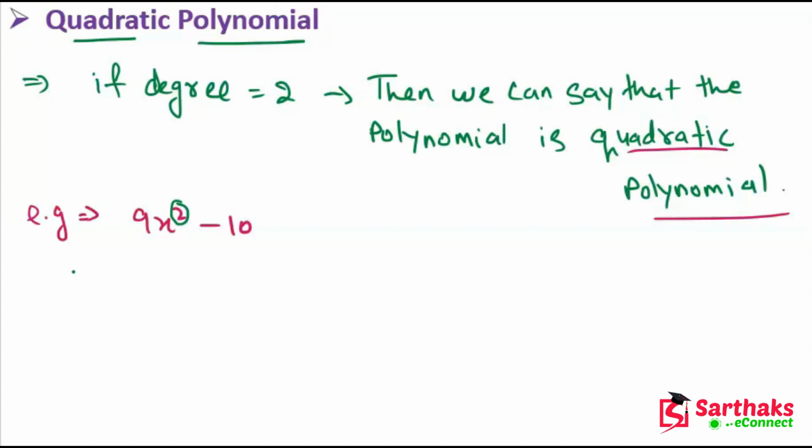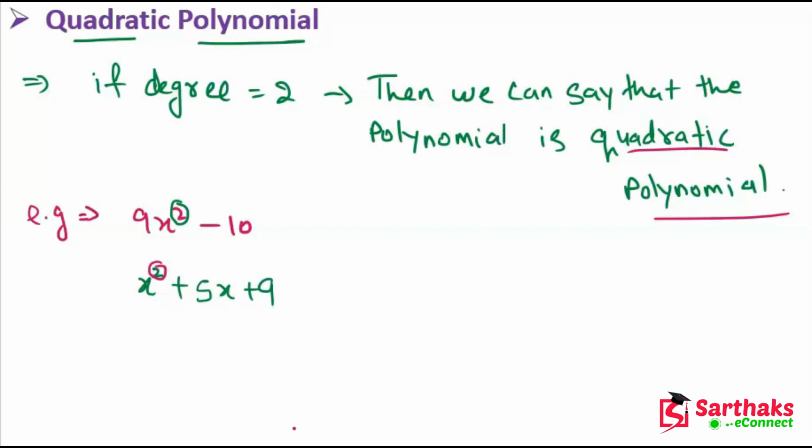Now if you see another example, like x square plus 5x plus 9. In this case again the maximum power is 2, so this is of degree 2 in one variable. So this is a quadratic polynomial in one variable. I hope, my dear friends, you understand these things.